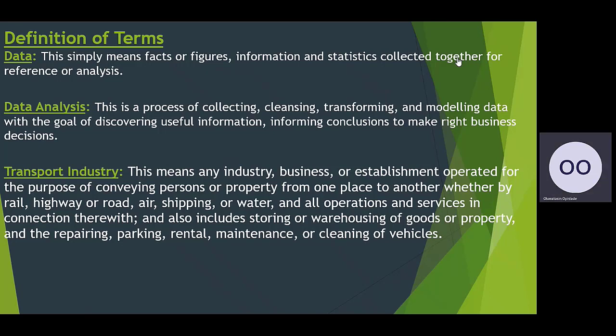You need to carry things, items, goods from one manufacturing industry to the wholesaler or to the retailer, or from one business industry to a particular warehouse. It is by means of transport. You need something to help you move from one place to another. So that's one of the bases where we have the transport industry: conveying persons or property from one place to another, whether by rail, highway or road, air, shipping, or water, and all operations and services in connection therewith.